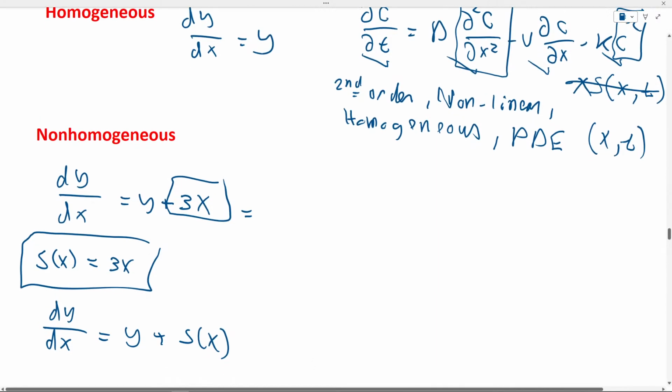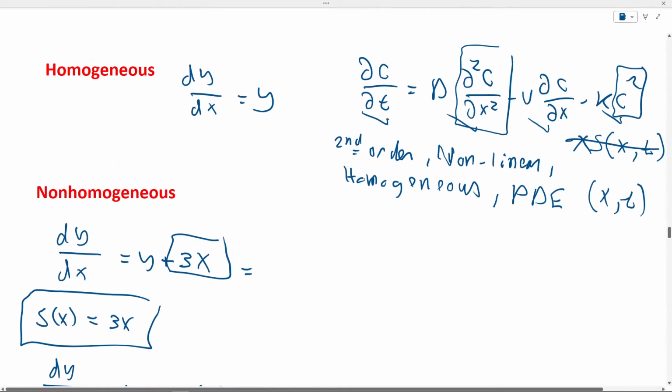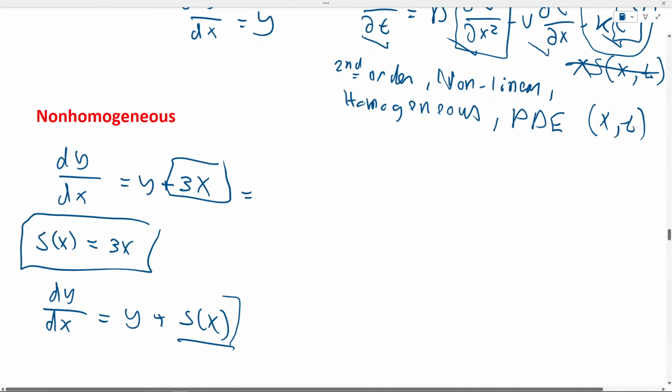So I have this source term representing input, injection, or extraction, or whatever. This term here represents the decay, but this term here represents injection or extraction or something like that. So this is non-homogeneous.